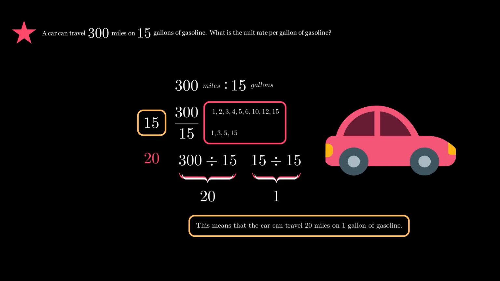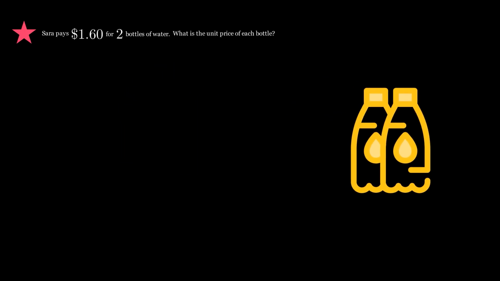See how useful unit rates are. They help us compare quantities by standardizing the comparison to 1 unit. Let's now take a look at another example of unit price to master this concept. Sarah pays $1.60 for 2 bottles of water. What is the unit price of each bottle? The question is asking for the unit price, which means how much 1 bottle of water costs.